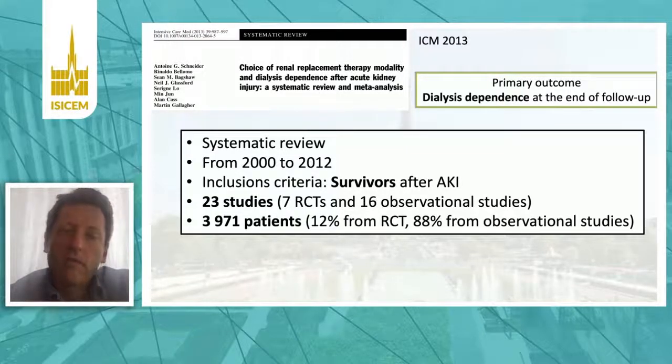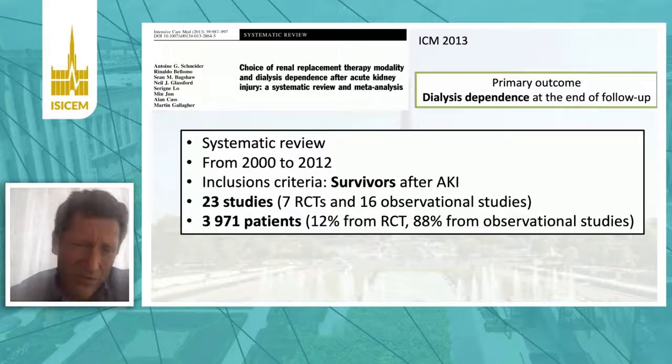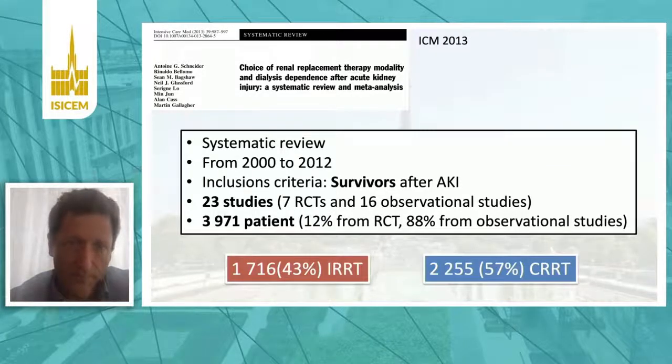And this systematic review includes 23 studies and almost 4,000 patients. But as you can see, only 12% from randomized control trials. The primary outcome was the dialysis dependency at the end of the follow-up in the study. 43% of patients received intermittent RRT and 57% continuous RRT.